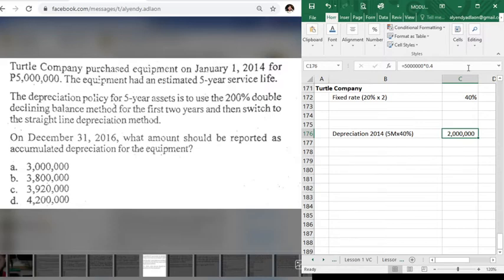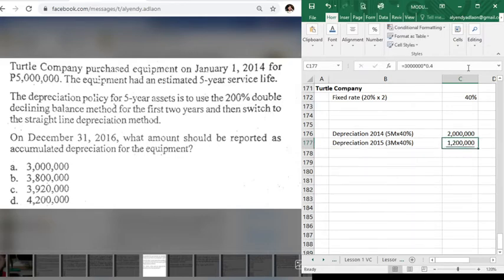While for 2015, the depreciation is not based on 5 million anymore. It is 5 million minus 2 million. Take note, we use the carrying amount. So, 5 million minus 2 million is now 3 million. The carrying amount is only 3 million, multiplied by 40%. So, 3 million multiplied by 40%, our depreciation for 2015 is 1,200,000.